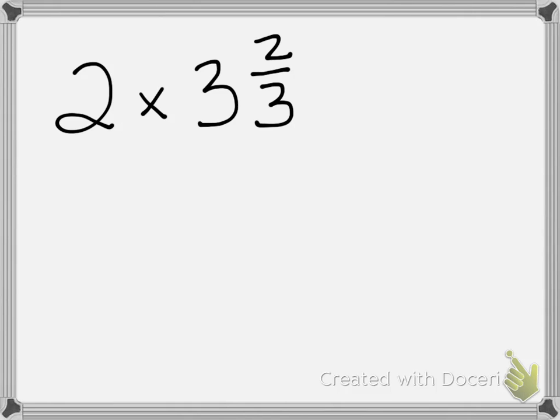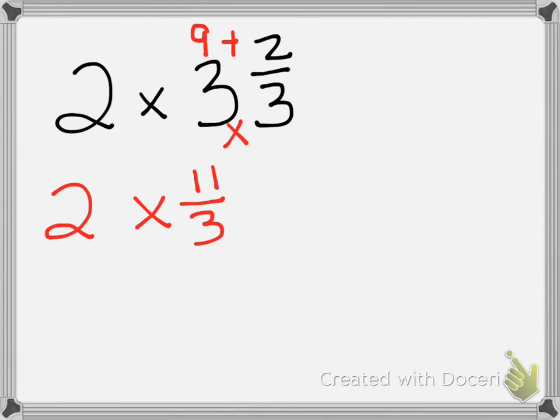Again, first we're going to change our mixed number into an improper fraction. So I'm going to do 3 times 3 is 9, and 9 plus 2 is 11 thirds. So I'm going to take 2 times my 11 thirds. And like I said in those steps, the next step is to multiply. And the students have learned you take your whole number times your numerator, and you're going to have 22 thirds. Last step would be to divide or convert 22 thirds into a mixed number.